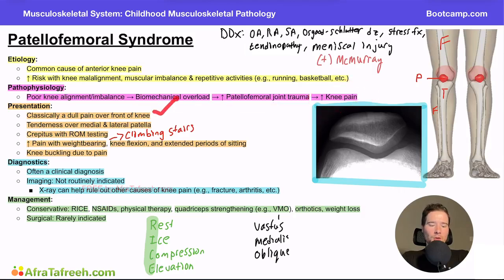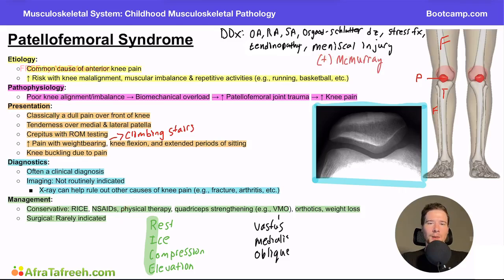Presentation is classically going to be dull anterior knee pain that can worsen with knee flexion and weight-bearing activities. Diagnostics here, this is often a clinical diagnosis based on the patient's history, based on the presentation. We can often make this diagnosis in a patient. However, imaging could be used to rule out things like fractures, dislocations, arthritis, but if you do get an imaging finding, it's typically going to be a fairly normal x-ray image. Now, when we think about the management here, we're going to pretty much always try to do conservative management with rest, ice, compression, anti-inflammatories, elevations, physical therapy, quadricep strengthening, but in very severe, rare cases, surgical intervention may be needed.